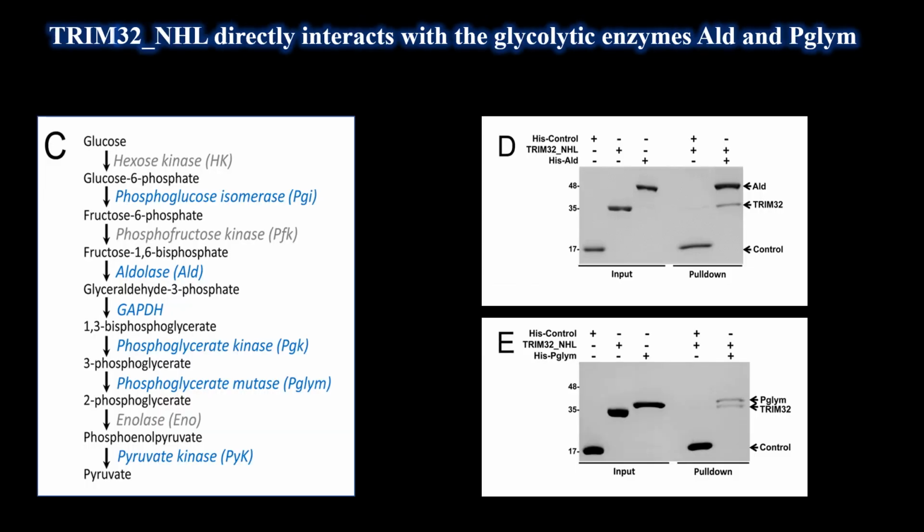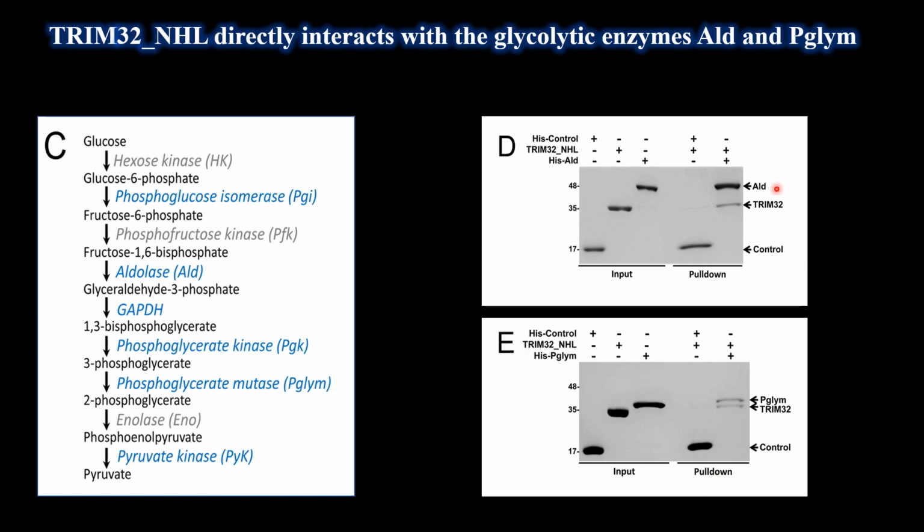The very first thing you want to do after you get your mass spec data is to validate it. On the left is the schematic of glycolysis, where all the enzymes highlighted in blue were enriched in our experiment, and we decided to validate the binding of two of the glycolytic enzymes, aldolase and Phosphoglycerate, with TRIM32 NHL protein. I expressed aldolase, TRIM32 NHL protein and a control protein to perform the binding assays.